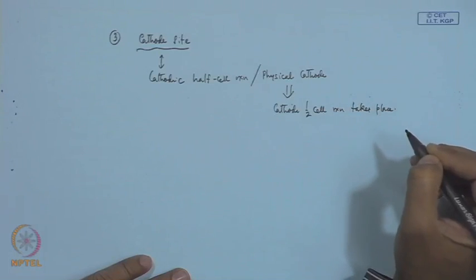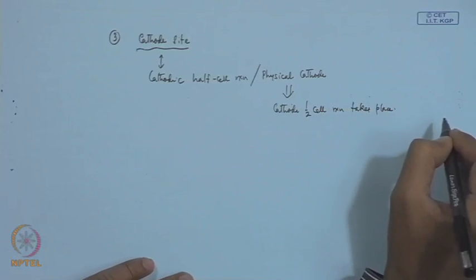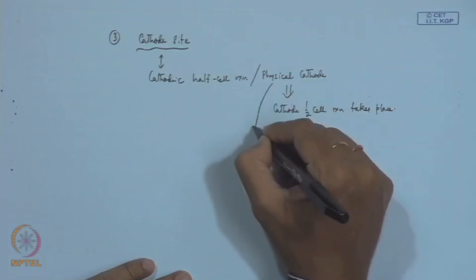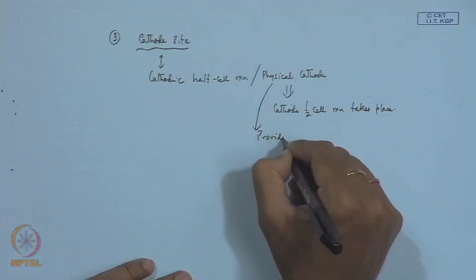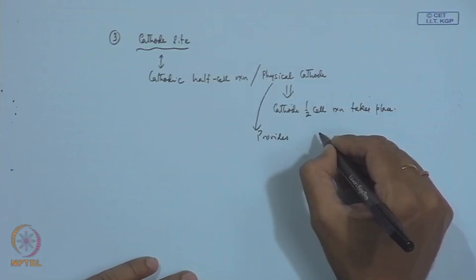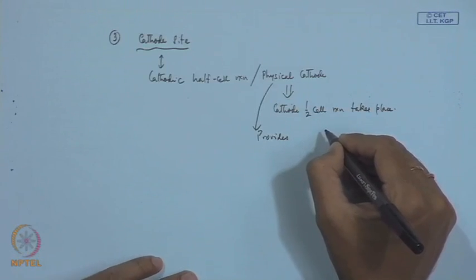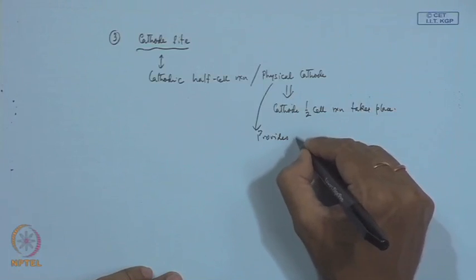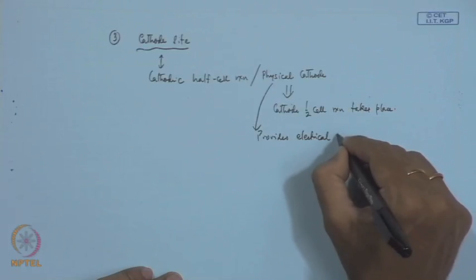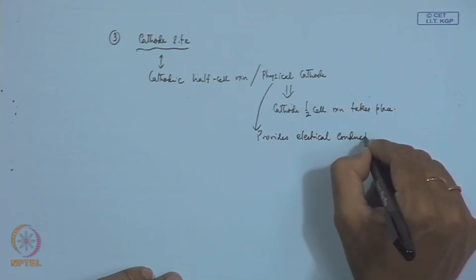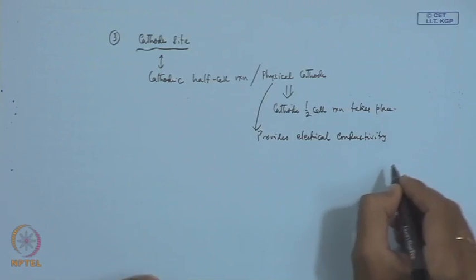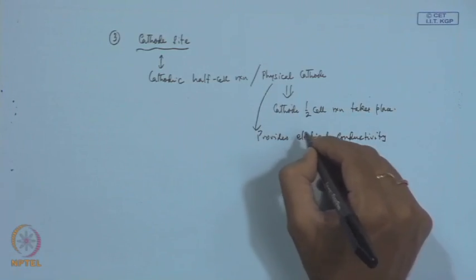Okay, here the cathode half cell reaction takes place. Now this physical cathode provides what? It provides the electrical conductivity necessary for electron transfer for the cathode half cell reaction. So it provides electrical conductivity, which is necessary for electron transfer to occur at the cathode.